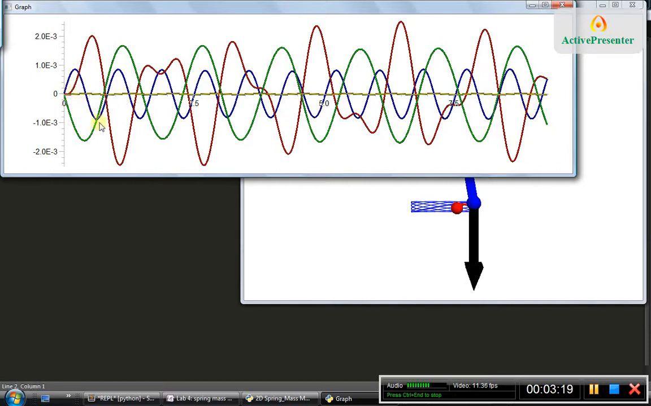And the green curve represents the change in gravitational potential energy. So the change in gravitational and spring potential energy is more or less out of phase, and the change in kinetic energy is happening at twice the frequency of the changes in potential energy.